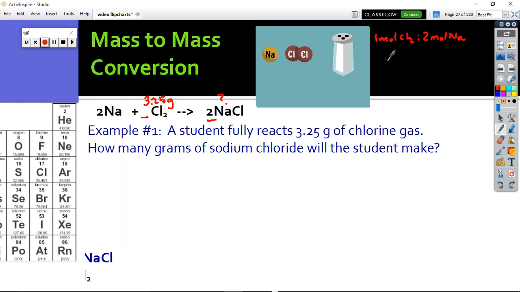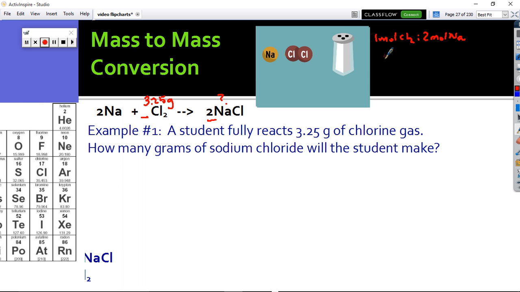So by calculating it up, we have 70.9 grams of chlorine is equal to 1 mole of chlorine. And same thing for sodium chloride. Add them up, 58.44 grams of sodium chloride will give you 1 mole of sodium chloride.